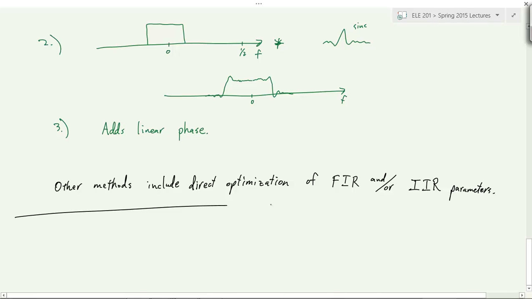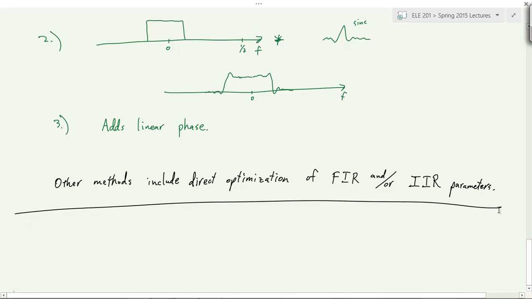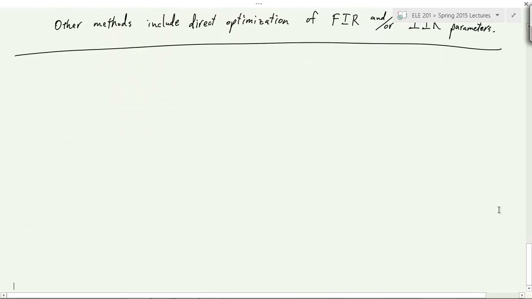Okay. Now let's look at a continuous time filter here. Change pace a little bit.